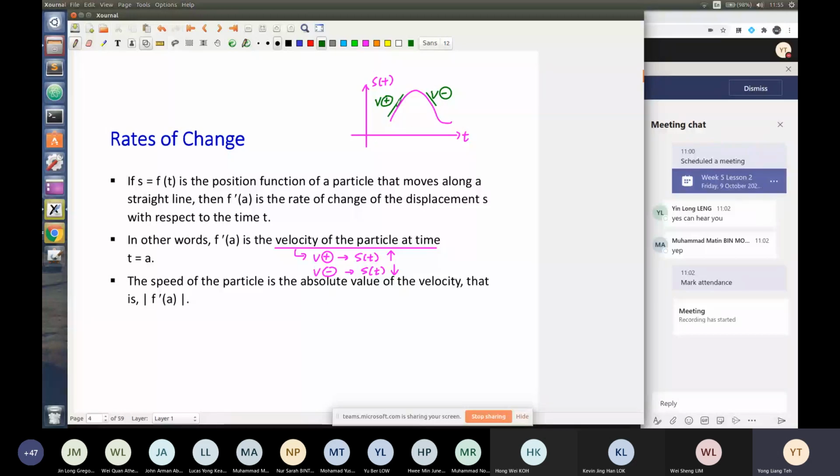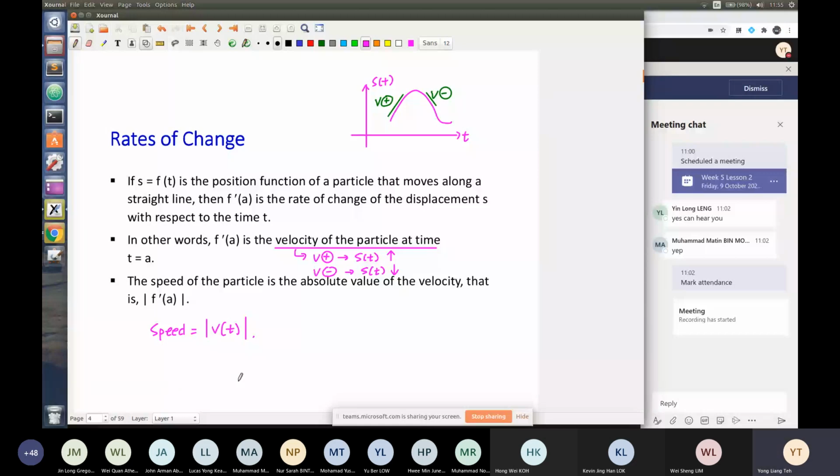If you understand velocity as representing the gradient of the displacement function, then you must agree that for speed, we don't care about the direction anymore. So the speed is just the modulus of the velocity function. Speed generally will be the absolute value of the velocity function. Whenever it's negative, you just throw away the negative sign and write the positive value.